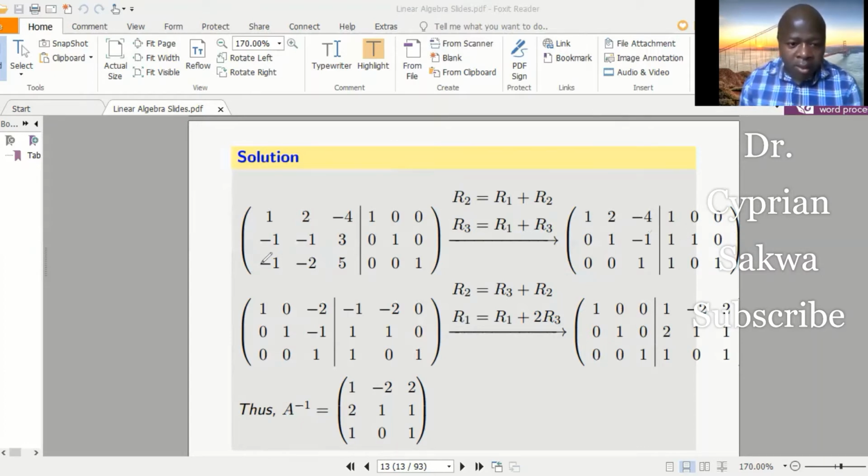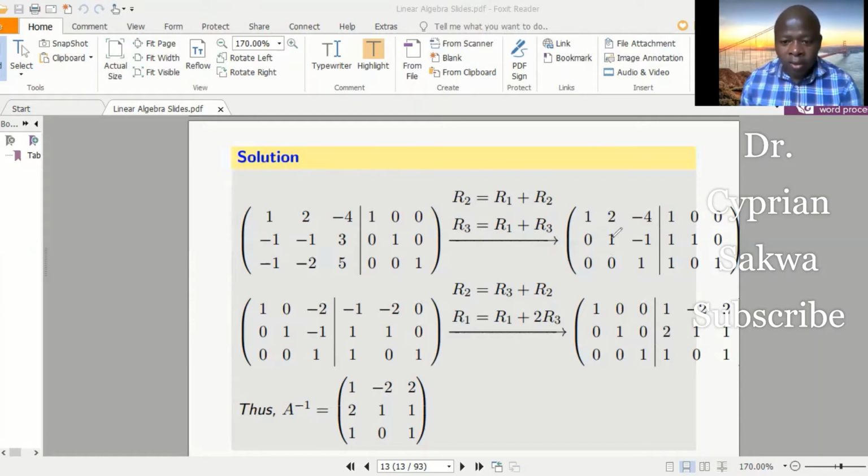So we also require 0 in the third row, column 1 position. To get a 0 here, you notice that we shall have to add row 1 plus row 3. That's what I wrote, row 1 plus row 3. So 1 plus negative 1 is 0, 2 plus negative 2 is 0, and then negative 4 plus 5 is 1. 1 plus 0 is 1, 0 plus 0 is 0, 0 plus 1 is 1. So I have this. Now I'm done with the first column.